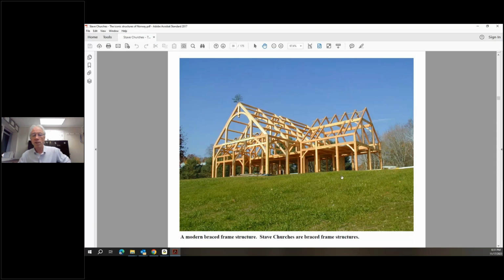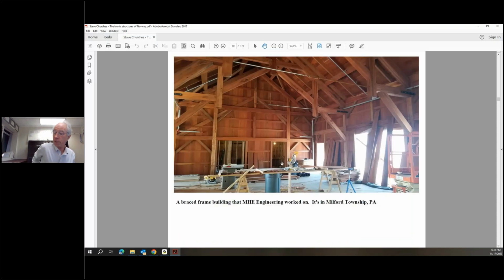Okay, this is a building in Milford Township, Pennsylvania, that we worked on in my office, MHE Engineering, and it is a braced frame structure. So I thought, why not show you a building that I'm intimately familiar with? You'll see, yes, there's some steel in here, but that was to reinforce the design. We weren't comfortable structurally in having this act without some steel reinforcing.